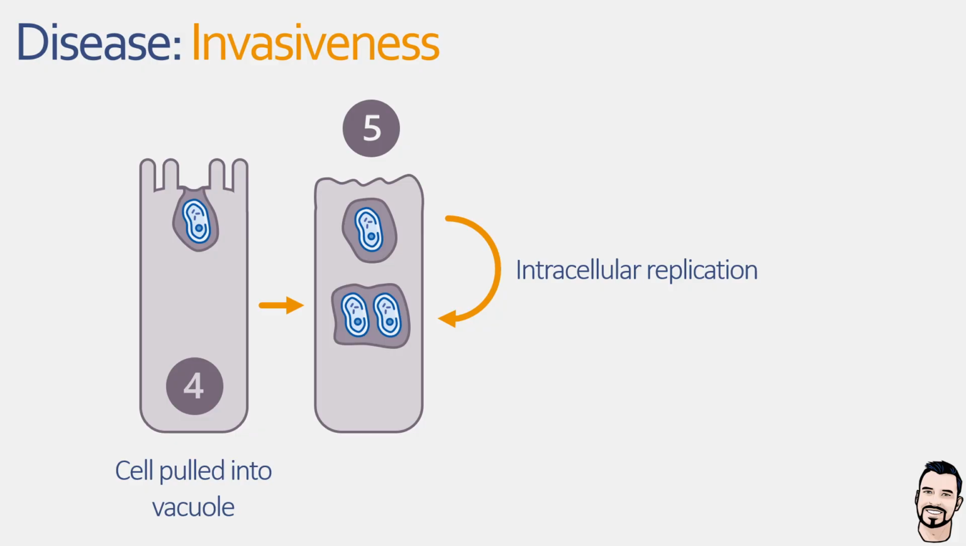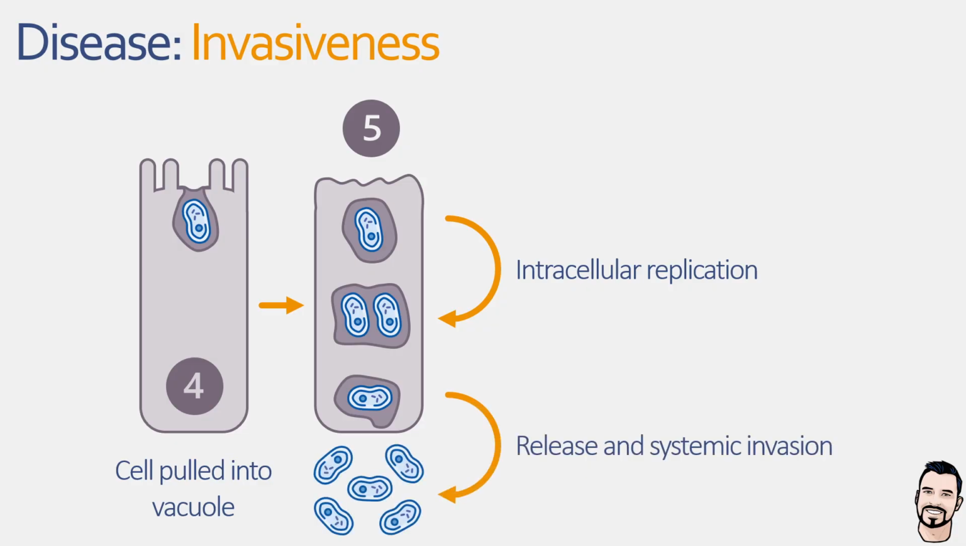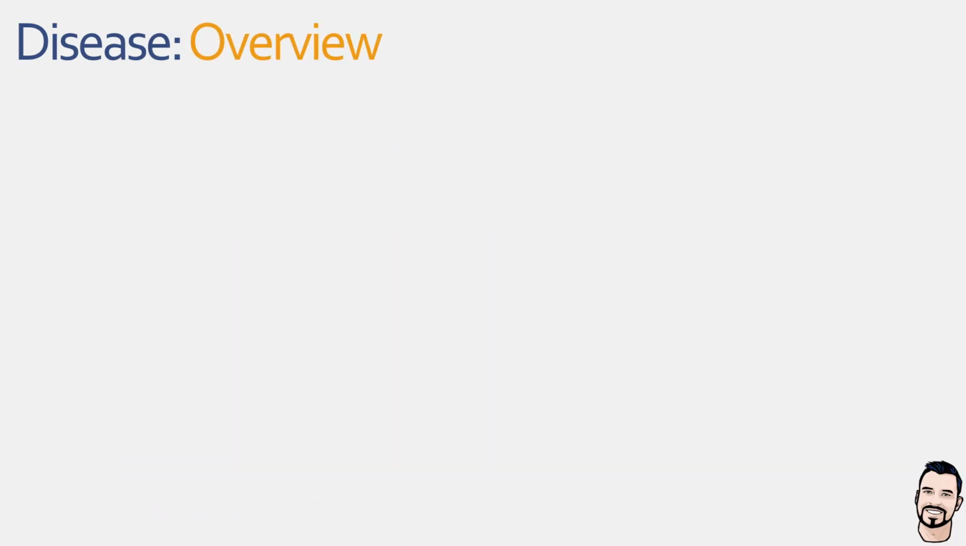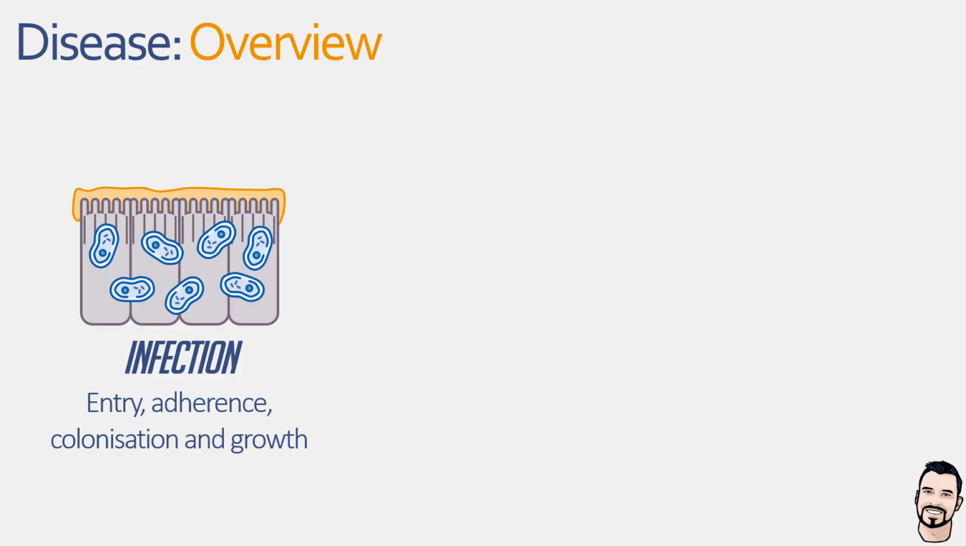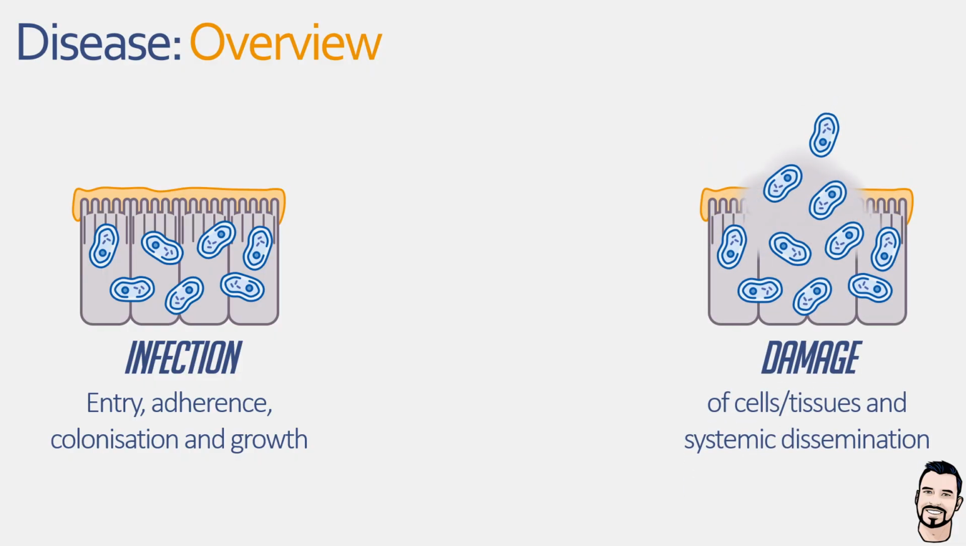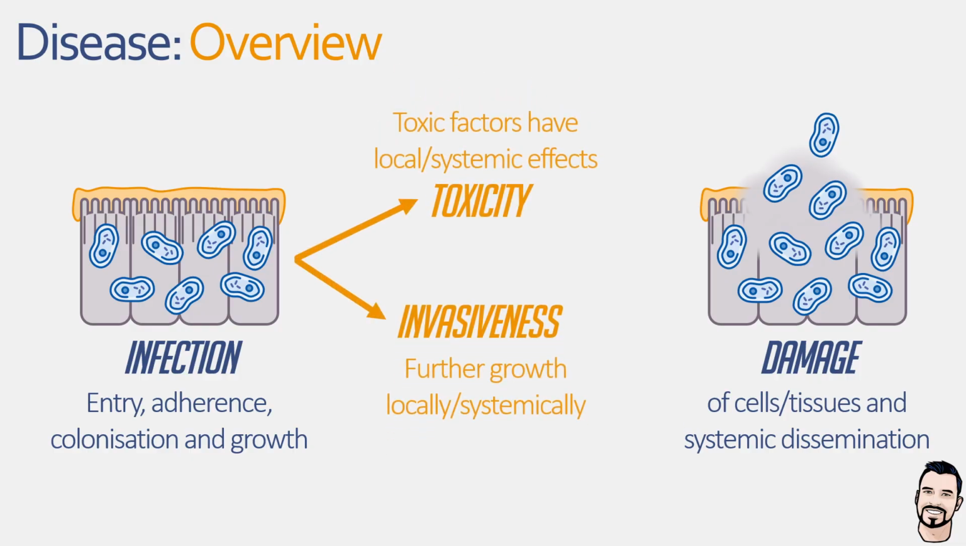Now over time, there will come a point where bacteria are released from the infected cell and can spread to neighbouring cells or enter systemic circulation to infect distant body sites. Meaning this final stage allows the infection to progress beyond the initial site of infection and potentially increase the severity of disease. And so if we were to summarise the disease process, at least from the microbial point of view, once we have infection within a host and the microorganism is growing, there are two pathways that lead to damage of the host, completing the disease process, and these are toxicity and invasiveness.